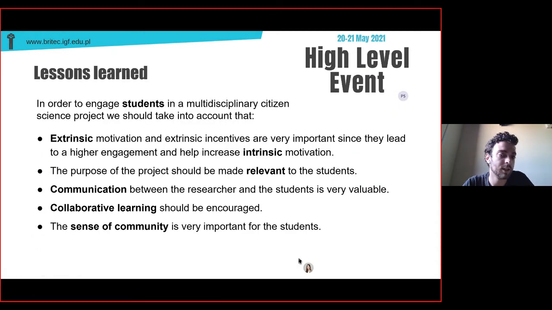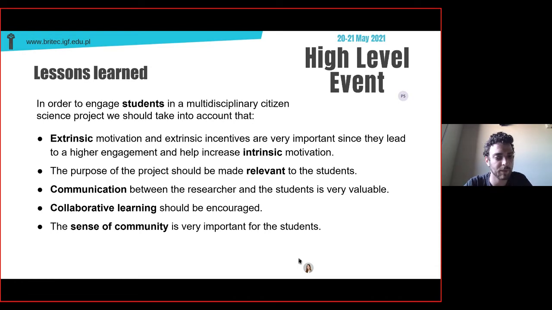So what are some of the lessons I learned from implementing citizen science projects in my classroom? Well, the first thing is that in order to engage students in a multidisciplinary citizen science project, we should take into account several things. First of them is that extrinsic motivation and extrinsic incentives are really important, at least at the beginning, because after that they lead to a higher engagement and they help to increase intrinsic motivation. So there must be some extrinsic motivators, which can be as simple as having a lecture with the researcher.